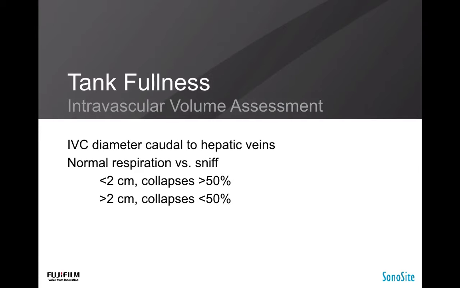Next, we look at collapse. As a patient breathes, the intrathoracic pressure decreases, pulling blood from the lower half of the body towards the chest, causing a normal pattern of inspiratory collapse that can be as much as 50%. But when the IVC is small and collapses more than 50%, this suggests a low volume state. When the IVC is large and collapses less than 50%, this suggests a high volume state.